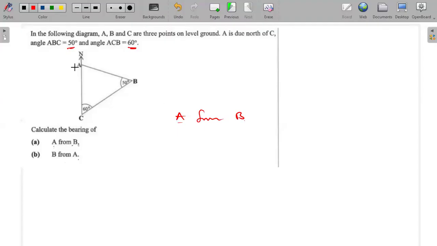A from B. So it means I go where the "from" is, that is B. So I go to B and I draw my north here at B. Then I start from there until I touch the line A, which is there like that.